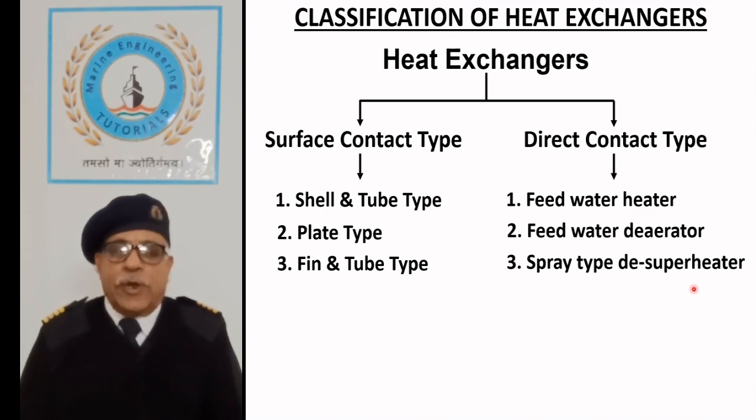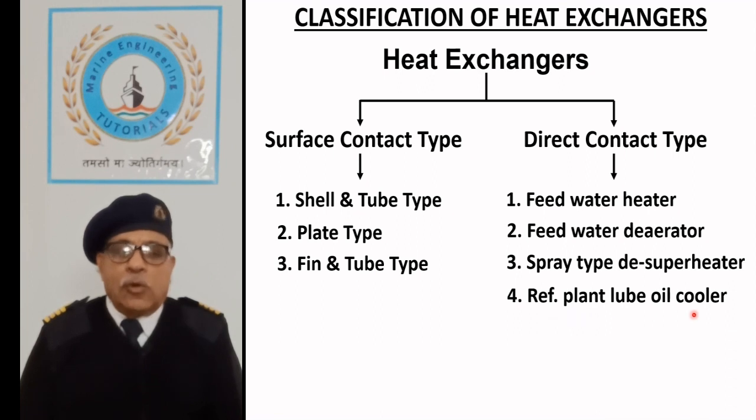Spray type desuperheater. A spray type desuperheater is used in moderate size steam plants for desuperheating the live steam before dumping in the vacuum condenser while spraying the feed water. Refrigeration plant dual cooler. Heat of lubricating oil in a refrigeration reciprocating compressor is taken away by direct contact between refrigerant and oil.